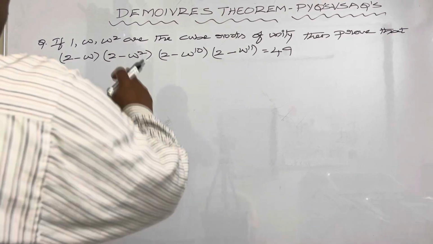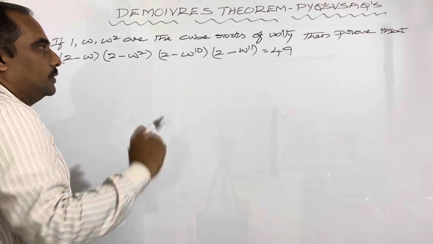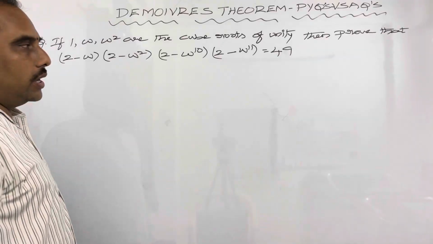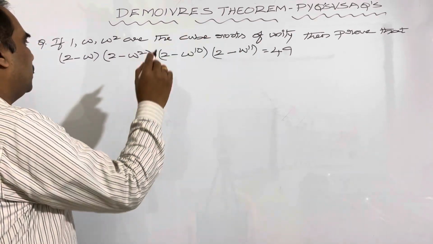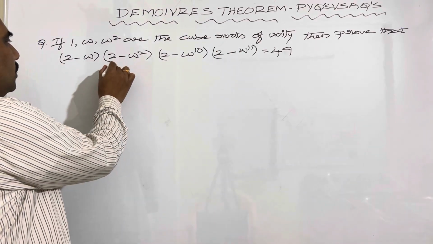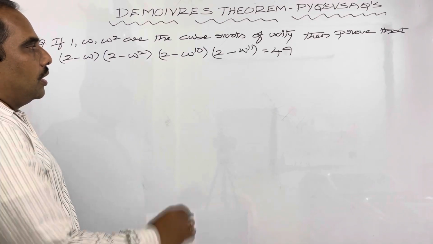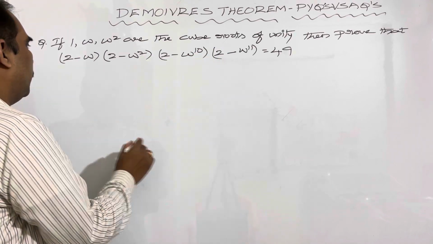In this video we are going to discuss De Moivre's theorem, PYQs, VSAQs. The question is: if 1, omega, omega square are the cube roots of unity, then prove that (2 minus omega)(2 minus omega square)(2 minus omega power 10)(2 minus omega power 11) is equal to 49.